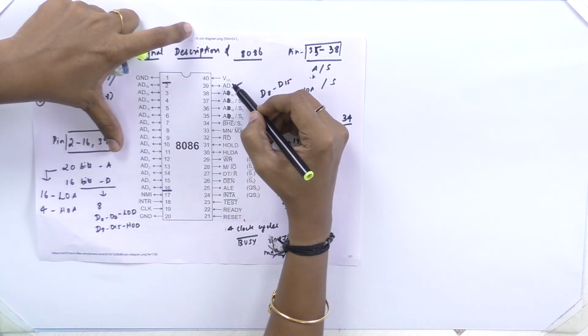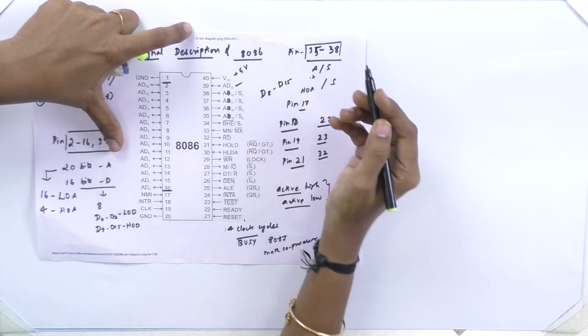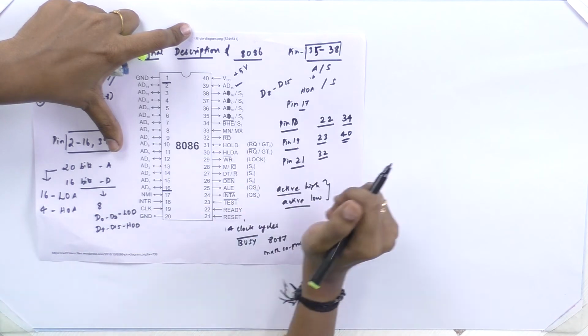And VCC is called the power supply and it requires a plus 5 volt power supply to perform its functions.